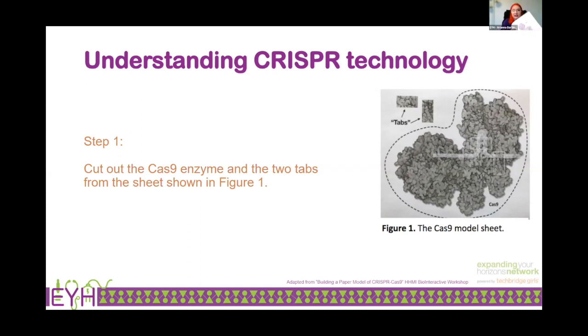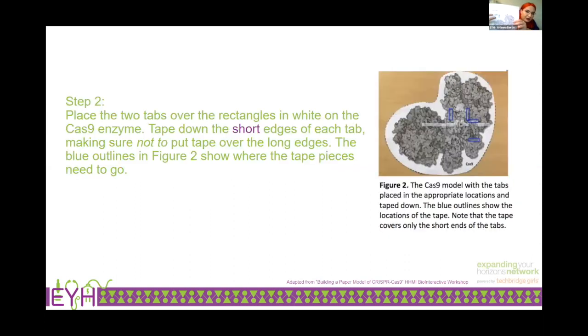In step one, I just want you to get this piece of paper with this jelly bean looking thing on it. This is approximately what CRISPR-Cas9 actually looks like. I just want you to cut that out along the dotted line. You'll also see there's a couple tabs here, and I also want you to cut those out as well. I'm just going to give you about a minute to cut it out. It doesn't have to be perfect.